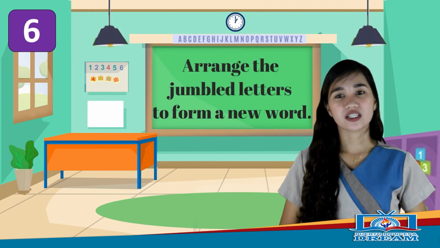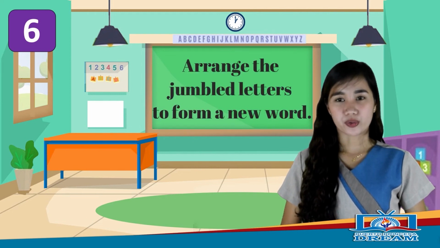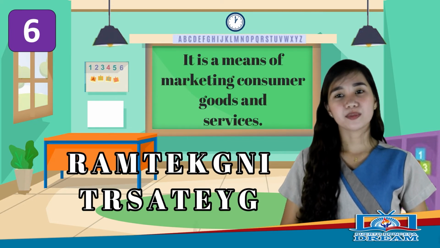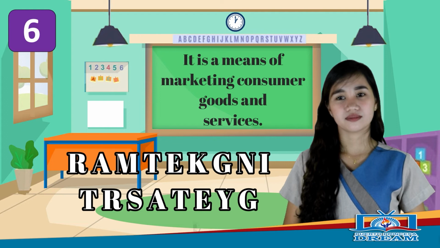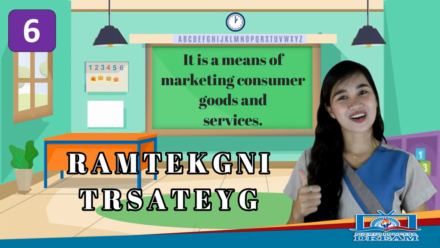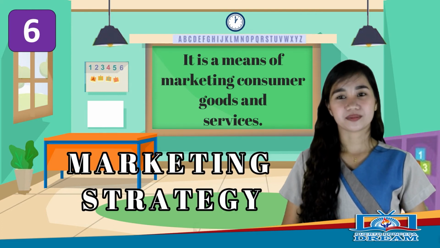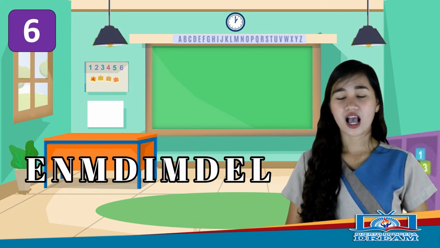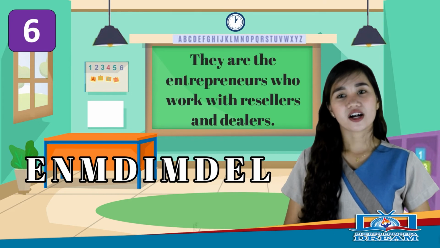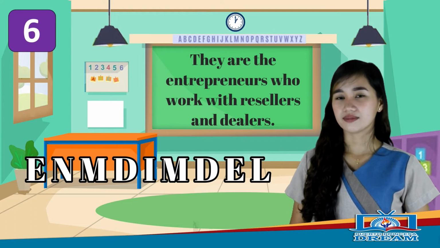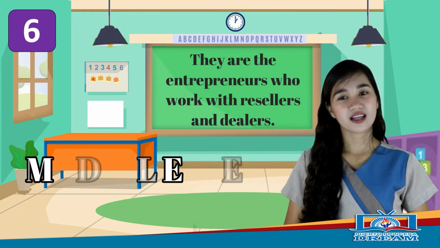I want you to arrange the jumbled letters to form a new word. Let's begin with number 1. It is a means of marketing consumer goods and services. What do you think is that 2 words? That's right, marketing strategy. How about this 1 word? Your clue is that they are the entrepreneurs who work with resellers and dealers. If your answer is middleman, you get it right.